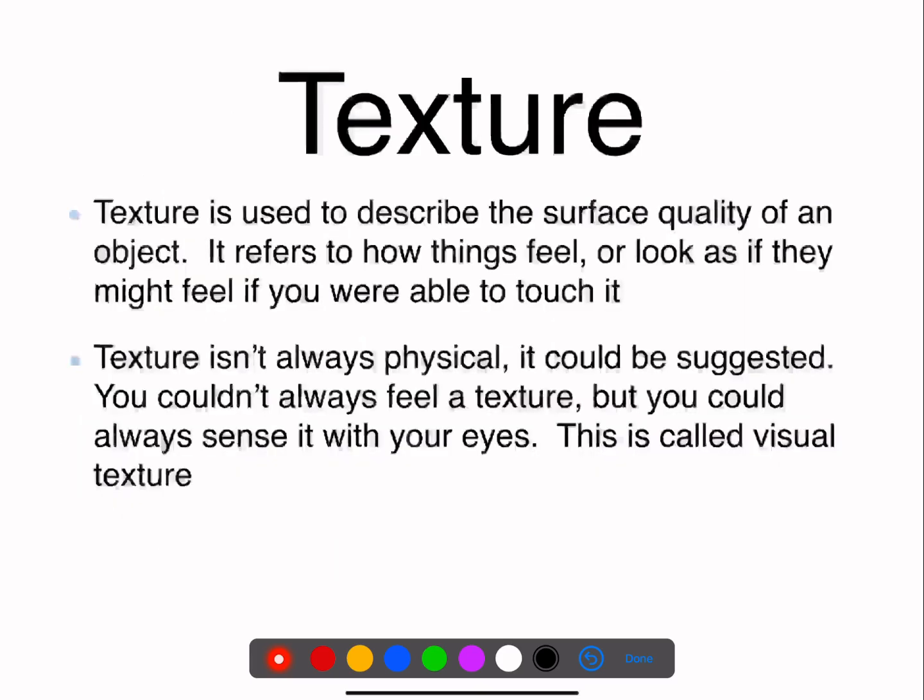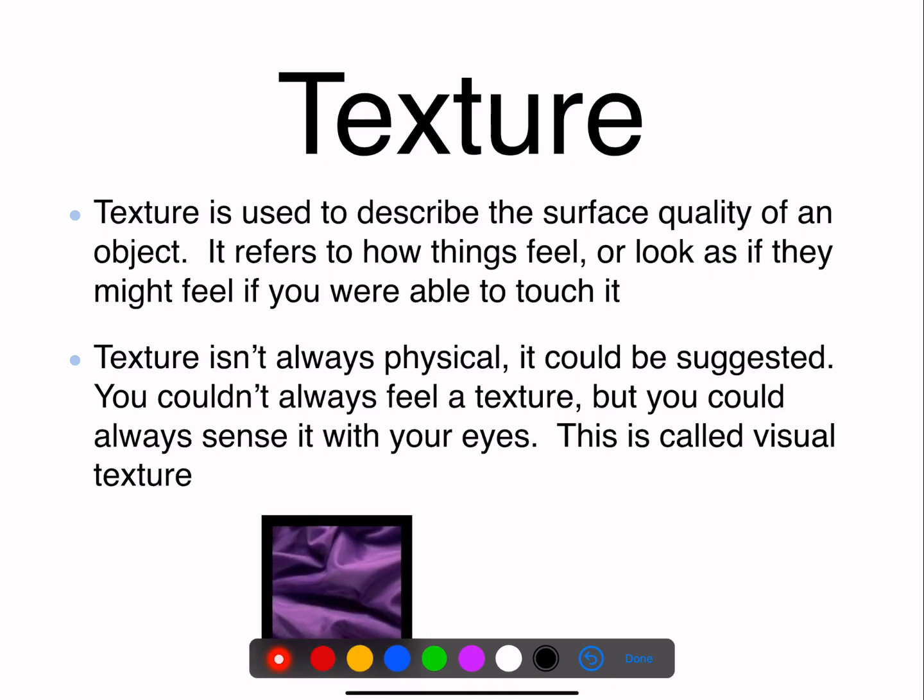So texture is used to describe the surface quality of an object. It refers to how things feel or look as if they might feel if you were able to touch it. Now we know in artwork, texture isn't always physical. It can be suggested. A lot of drawings and paintings are going to show the illusion of texture. So that's called visual texture. They're having you visualize what that texture might actually feel like.